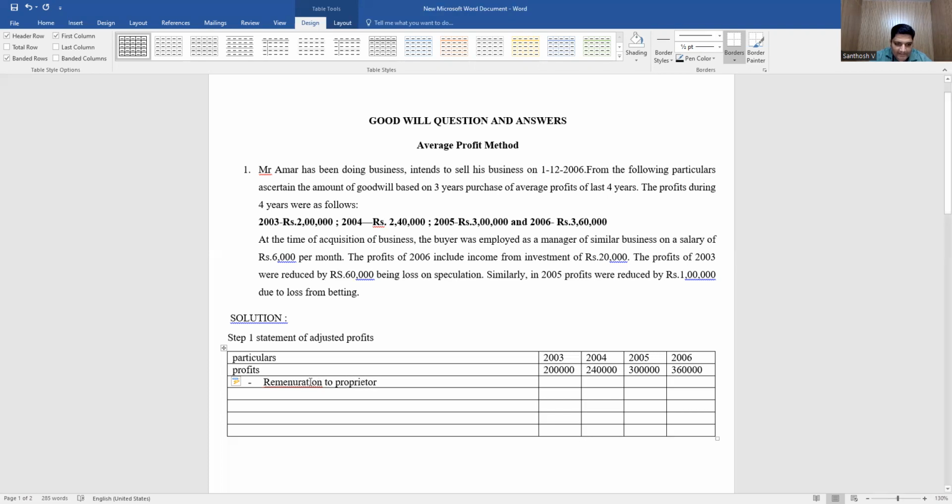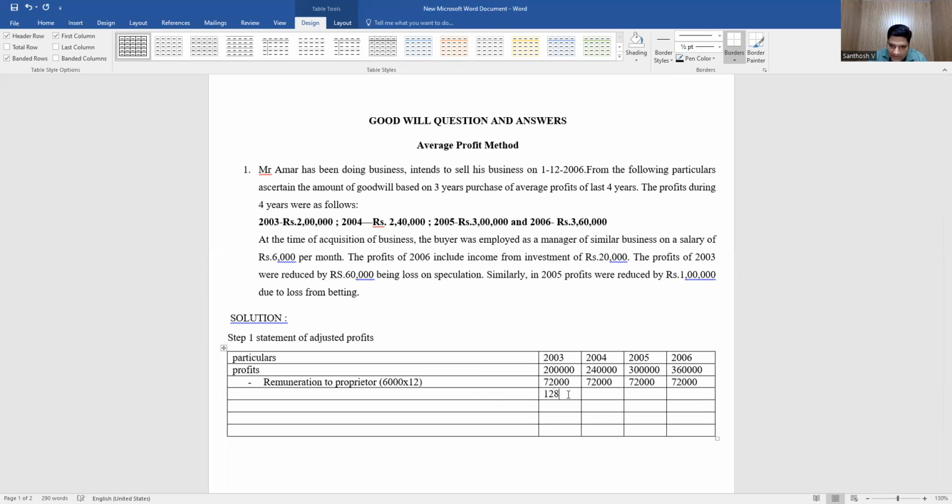Remuneration for proprietor: already I told you that 6,000 per month is given. If it is given per month, you need to convert it into a per annum basis, 6,000 into 12. How much do you get? Approximately 72,000. So 72,000 for all the years. After the profits, you write the resulting amount.